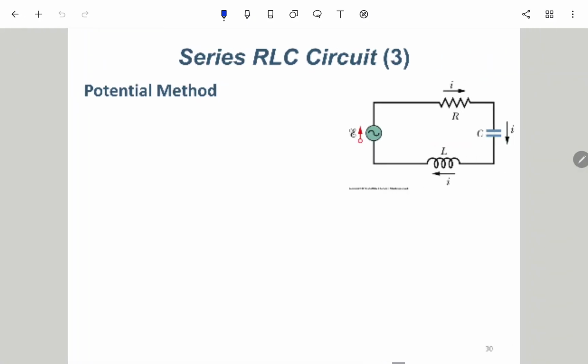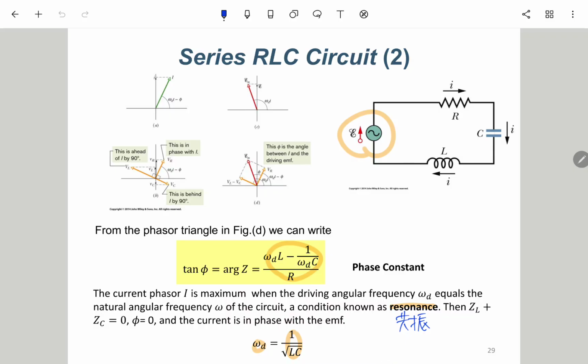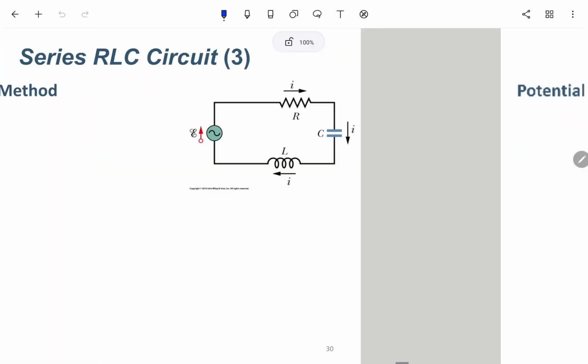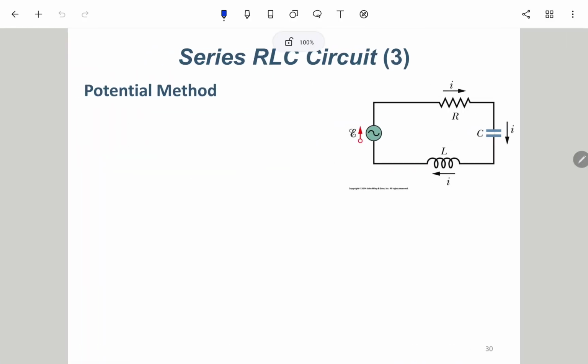It achieves a maximum amplitude of the oscillation. Okay, so actually we can use the potential method to get similar things. Actually I don't try to go through the whole procedure, but try to let you understand how complicated it will be if we don't make use of the phasor.